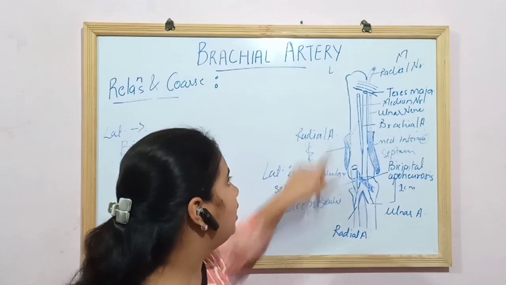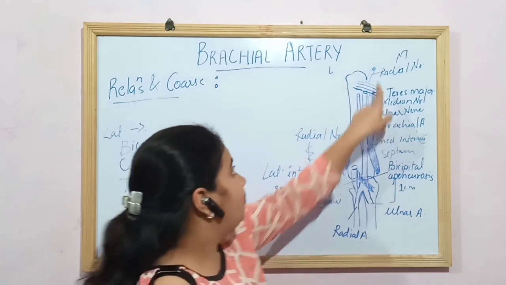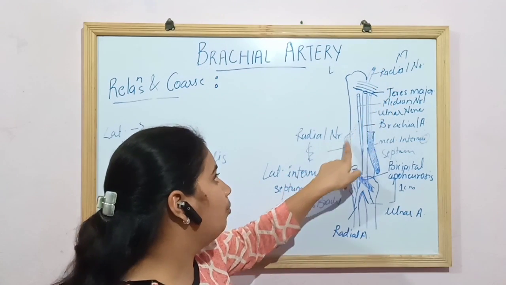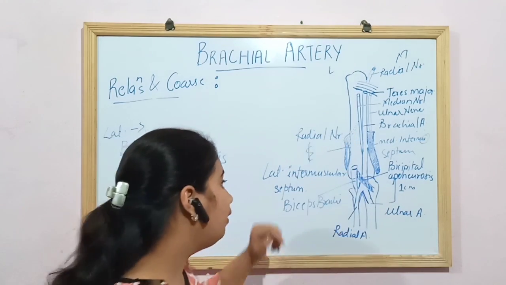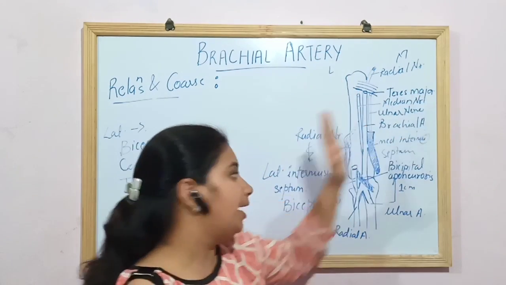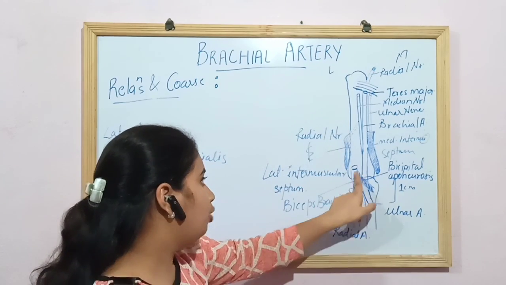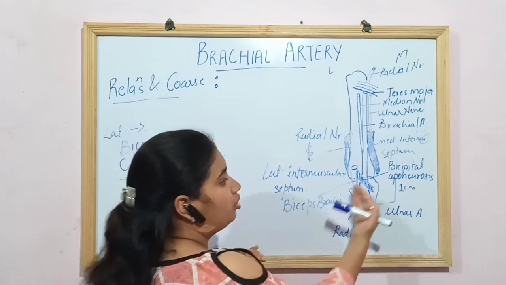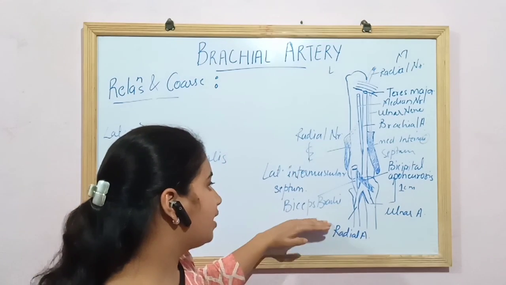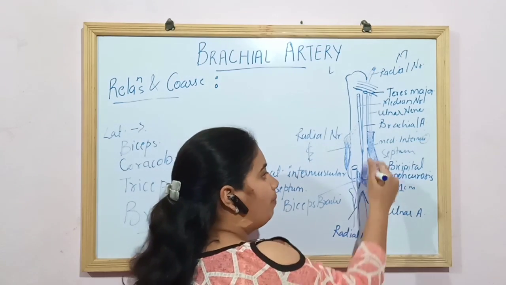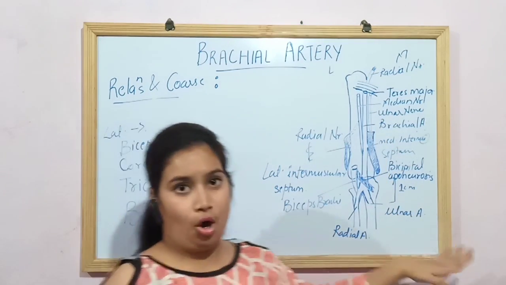First, you will find the radial nerve. This is your radial nerve, which is passing from the posterior compartment of the humerus and coming out laterally with the lateral intermuscular septum. Then you will find the biceps brachii tendon, on the medial side of which the brachial artery is present, and then your median nerve. So this is the following order.